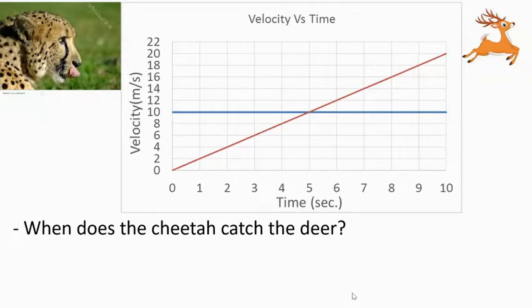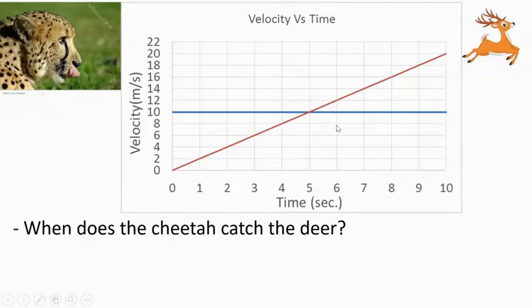You'll see that the red line is the cheetah because it starts out at 0, meaning it's not moving in the beginning, and then every second that goes by, it gets 2 meters per second faster. Blue line is the deer. It starts out at 10 meters per second, and it doesn't change. It keeps on going at 10 meters per second. Okay, so when does the cheetah catch the deer?